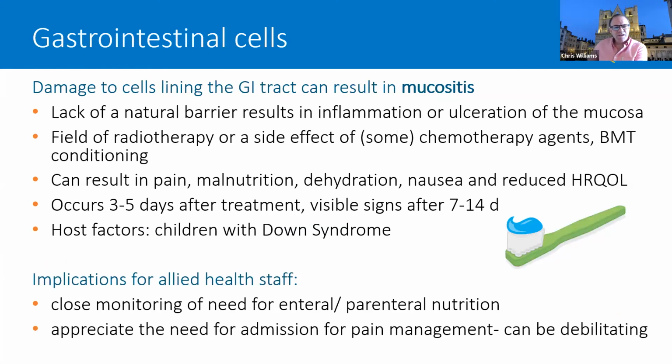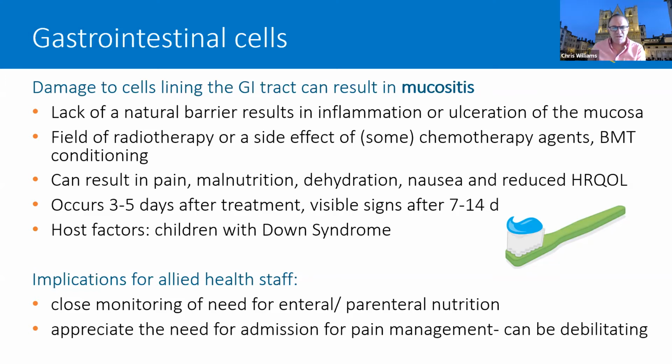The other part of the body that is impacted by chemotherapy is gastrointestinal cells. So when the cells lining the gastrointestinal tract get inflamed, causing pain and damage, it is known as mucositis. Mucositis is one of those highly rated side effects of chemo, particularly in the adult world, one of the most debilitating side effects of treatment. That lack of a normal barrier in our gastrointestinal tract results in inflammation and sometimes proceeds to ulceration and pain. It can often be caused by children having radiation in that field of area in the gastrointestinal tract, but more often it's the side effect of some of the chemotherapy agents we give.